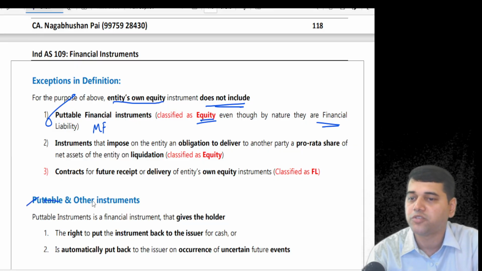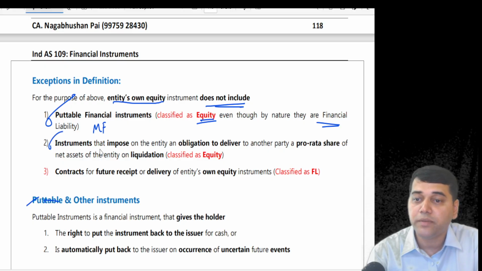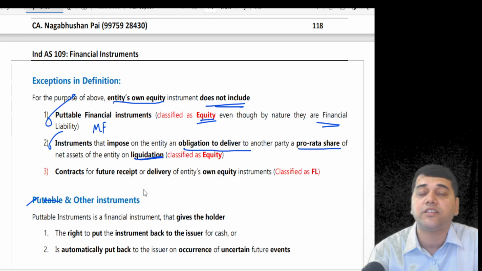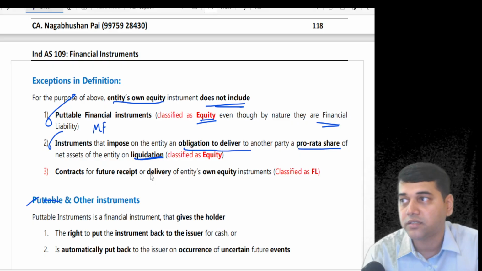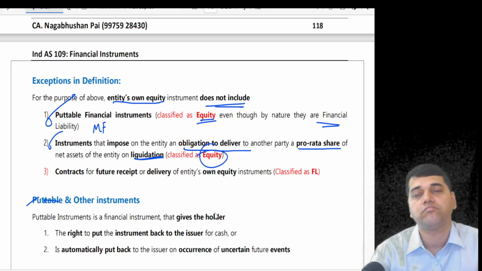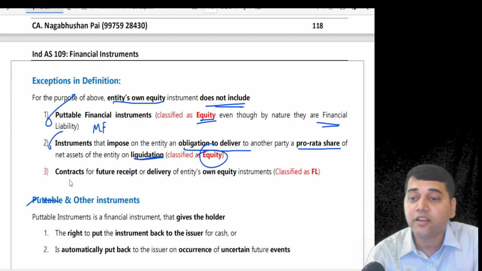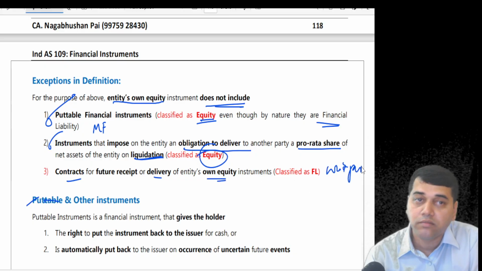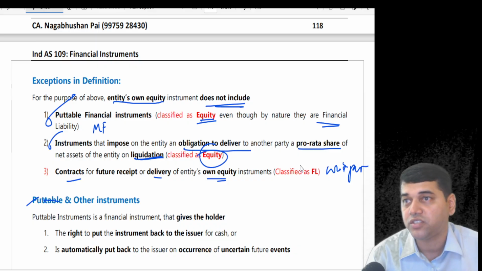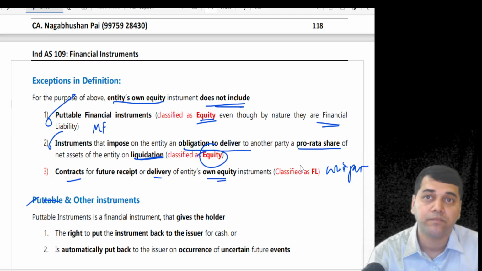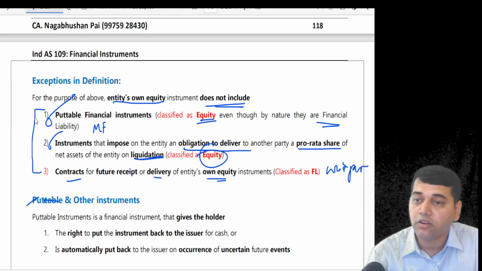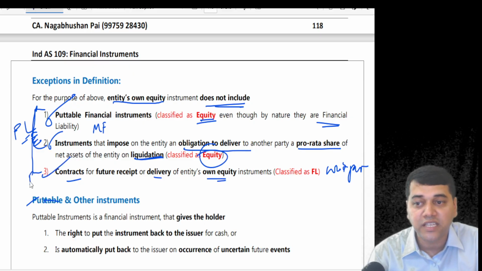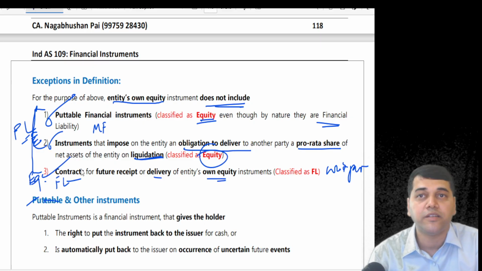Okay, it is here, puttable instrument. We'll discuss at that time. Then they said an instrument that imposes on the entity an obligation to deliver a pro rata share of the net assets on liquidation. That means right now you know what your obligation is, but still we will classify it as equity. This is an exception. And then they say a contract for future receipt or delivery of the own instrument. Okay, this is called a written put option. So there are three exceptions to the definition of financial liability. By definition, these two are financial liability, but we treat them as equity. By its very nature, this is financial equity, but we will treat it as a financial liability.